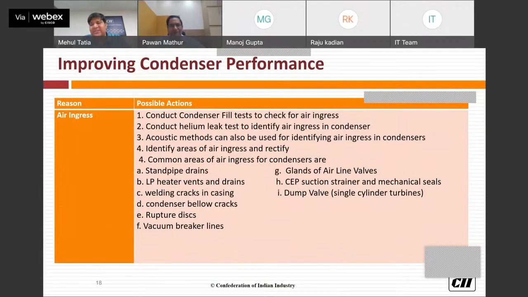Air ingress, another major issue being faced by cement plants. For that, you can do a condenser flood test, you can do a helium leak test. I have also mentioned some of the areas where air ingress is very common: your standpipes, your LP heater drains and vents, welding cracks, condenser bellows, and so on.